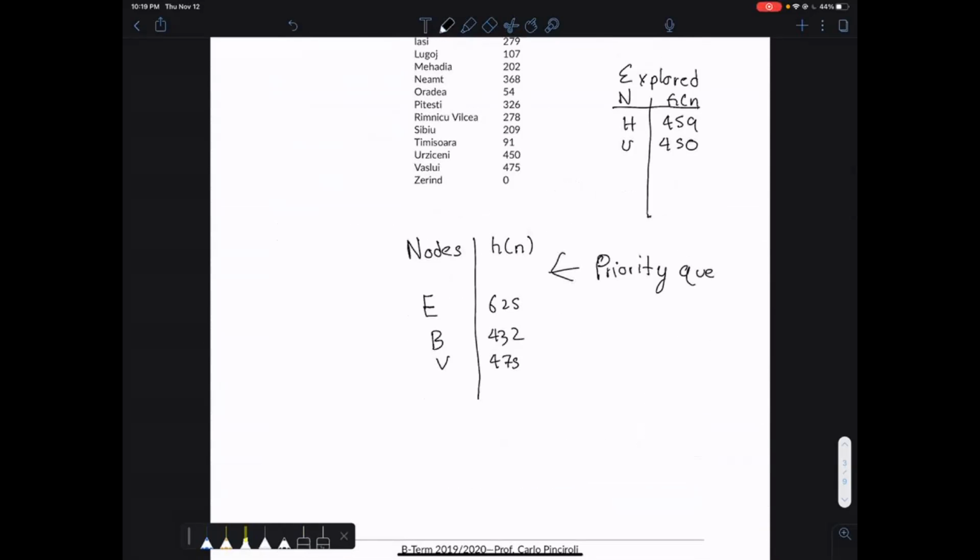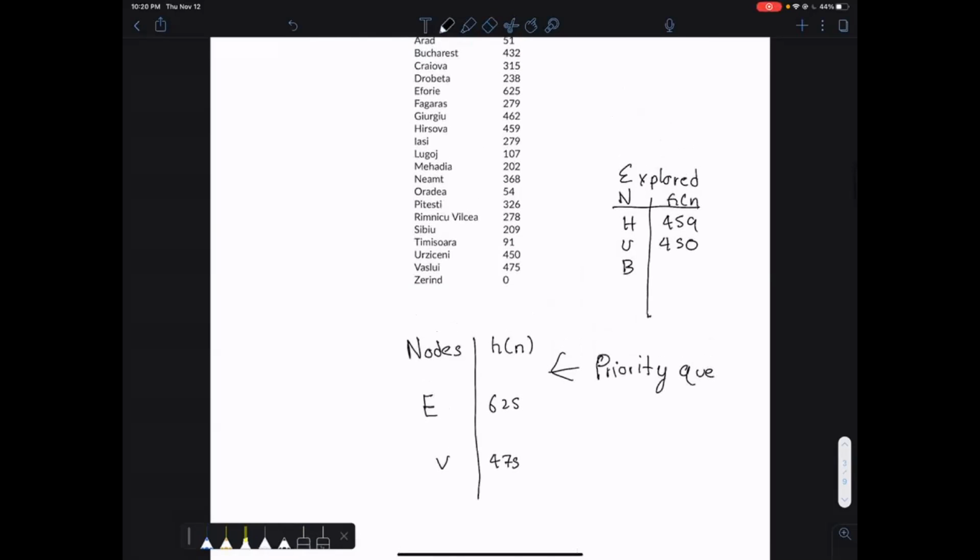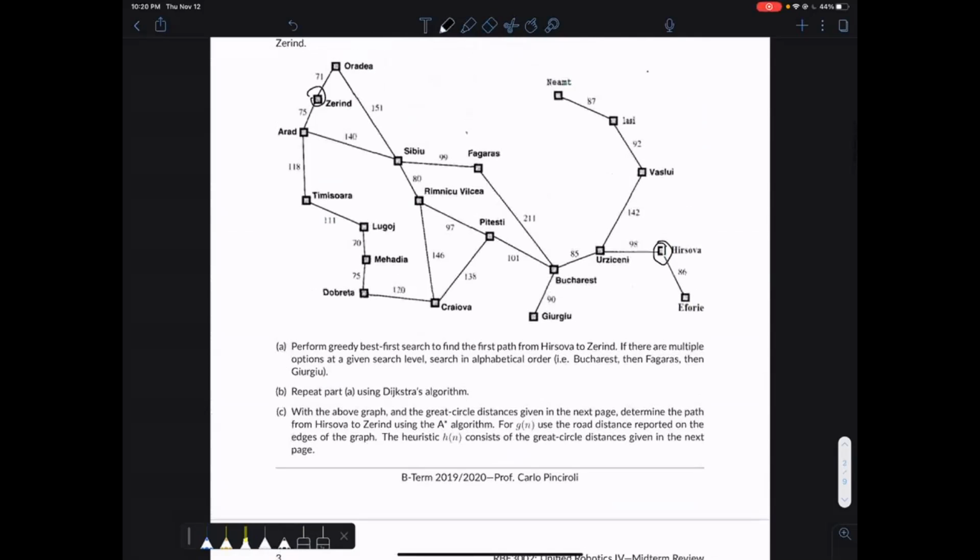Start back at the top of the algorithm. What is the lowest cost node in our list? It is B. So we take out B here, put that into explored, which is going to be, what is the cost of that again? It is 432. And then we add B's neighbors. So B has 1, 2, 3, 4 neighbors.